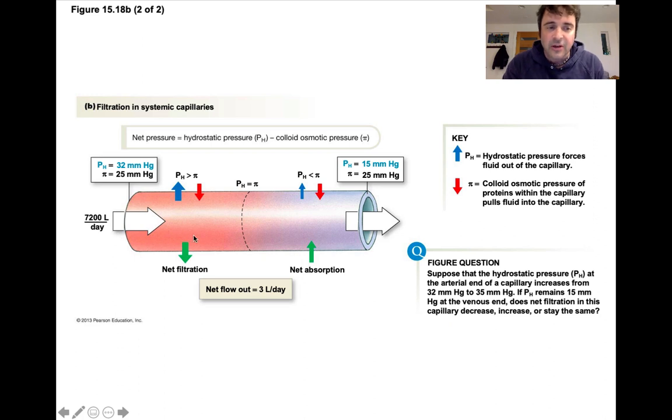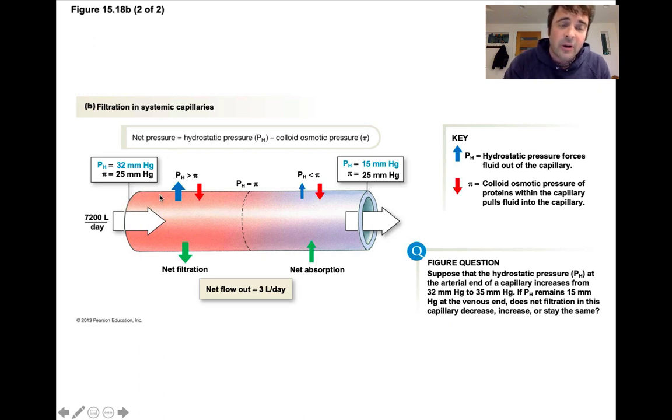But even though 7,200 liters of fluid are moving through here a day, you only get a net flow out of about 3 liters. So there has to be a little bit of reabsorption. And if you notice, blood colloid osmotic pressure, which is determined by those albumins, right? So remember, there's a higher concentration of non-penetrant solute in the plasma than there is in the interstitial fluid. Notice that this doesn't change. But the hydrostatic pressure does, because blood needs to flow from areas of high pressure to areas of low pressure.